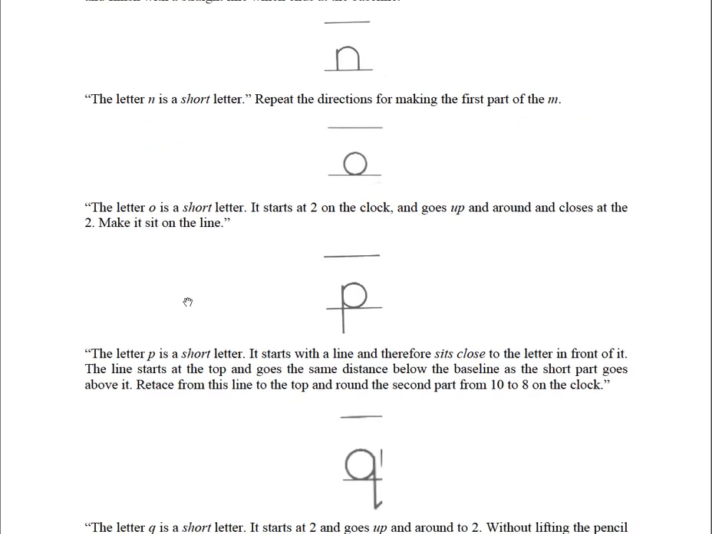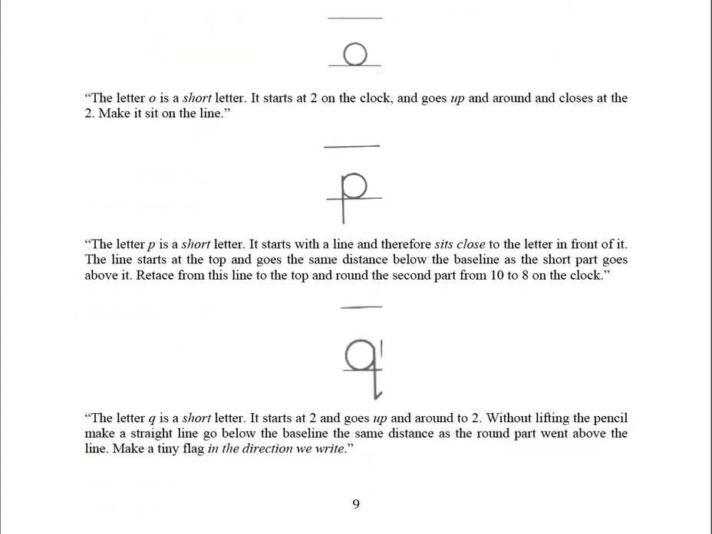The letter O is a short letter. Notice it starts at 2 o'clock. Again, most kids will start at 12. It should start at 2 o'clock. It goes up and around and closes at the 2. Make it set on the line. And again, you'll have students put them above the line, below the line. Start them out right, and they'll do it right. And they'll be writing beautiful manuscript.